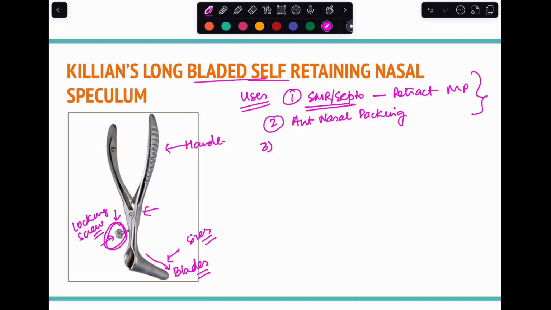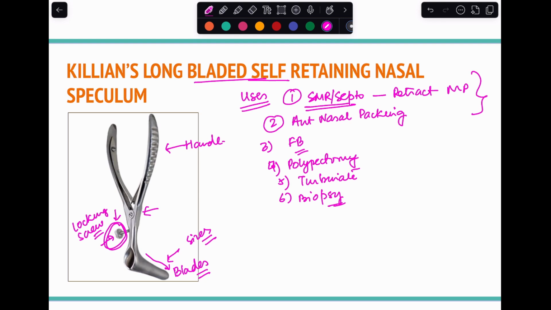There are some other uses, like you can use this to remove any nasal foreign body or any rhinolith. You can even use this for doing polypectomy. This can also be used during turbinate reduction surgeries. And lastly, this can also be used to take biopsies. So these are the uses of the Killian's long-bladed self-retaining nasal speculum. Now let's talk about a few advantages of this instrument.